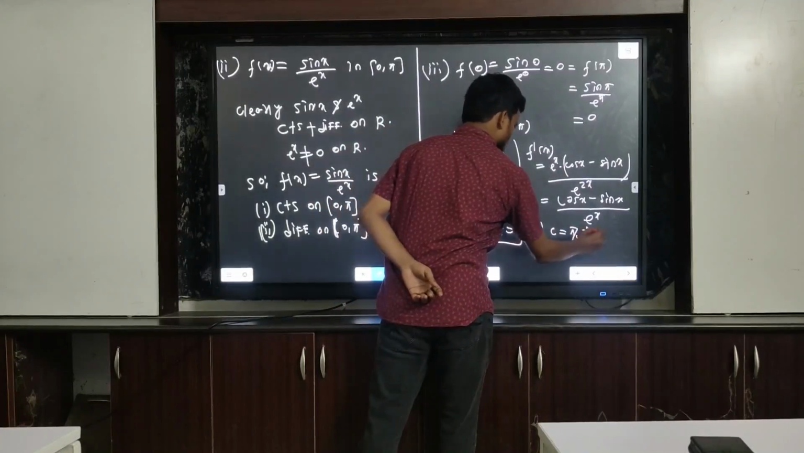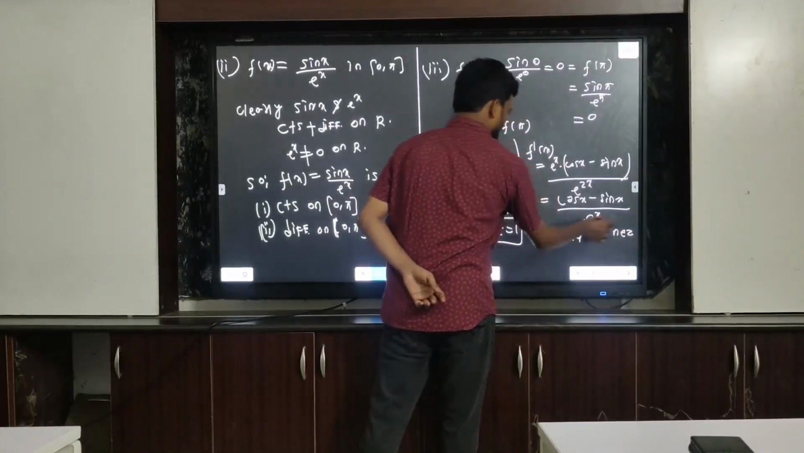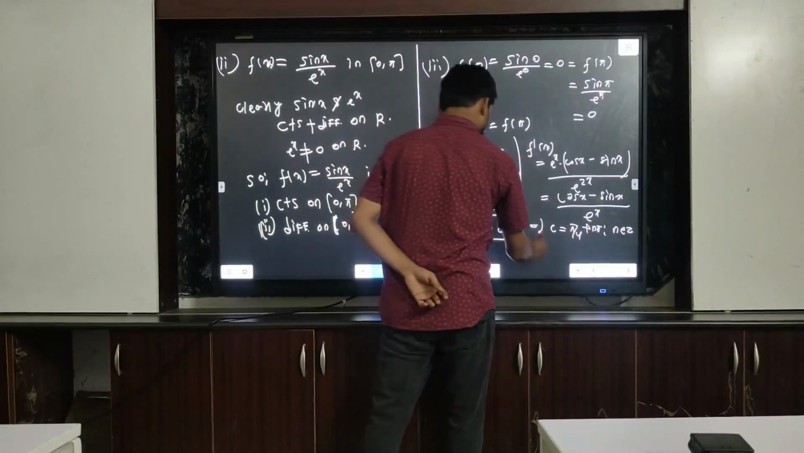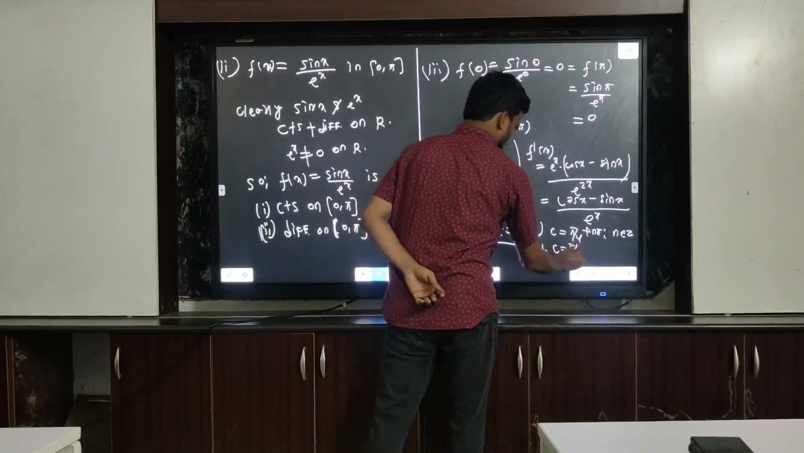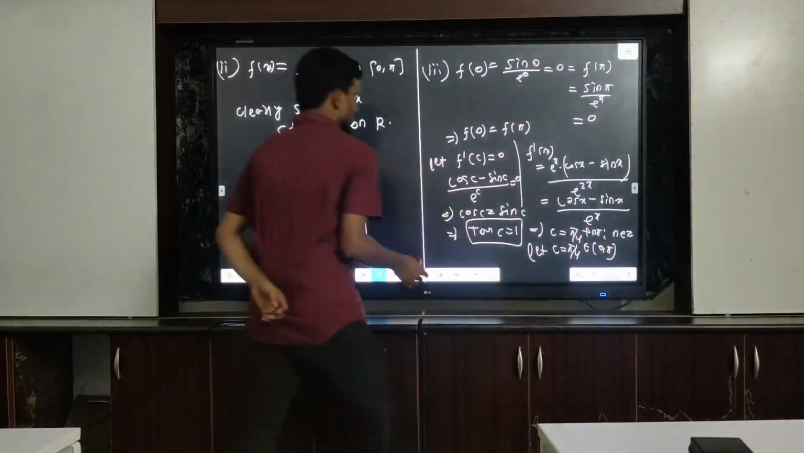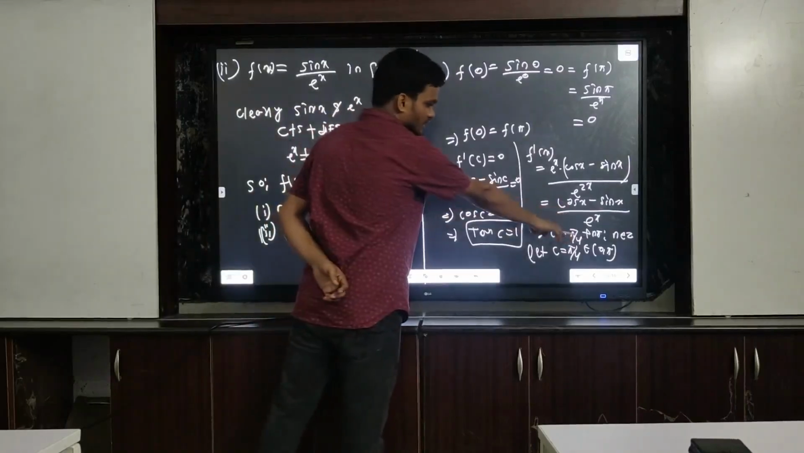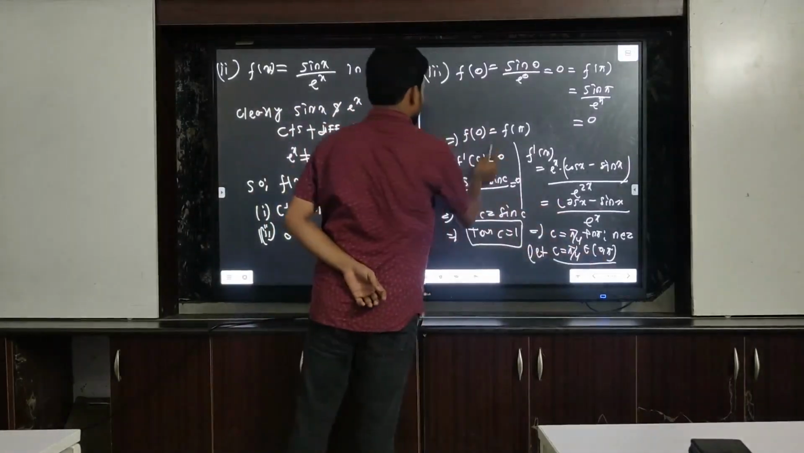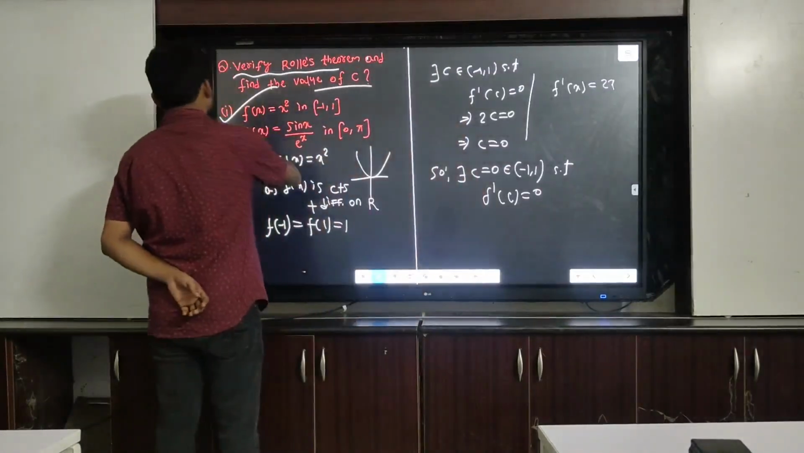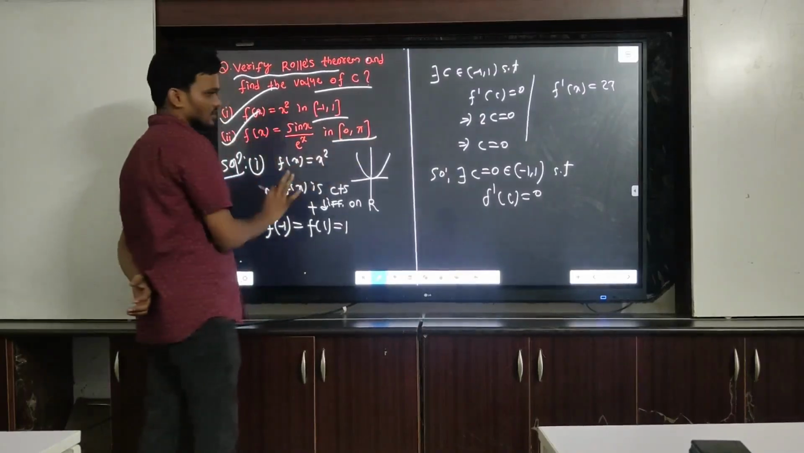So this implies c is equal to pi by 4 plus n pi, where n belongs to the integers Z. But we need at least one, right? For our convenience we take c equal to pi by 4, which belongs to 0 to pi. So what do we get? We get c lying in the open interval 0 to pi such that f dash c is equal to 0, which means Rolle's theorem is verified. This is also done. So we verified Rolle's theorem and found the value of c.